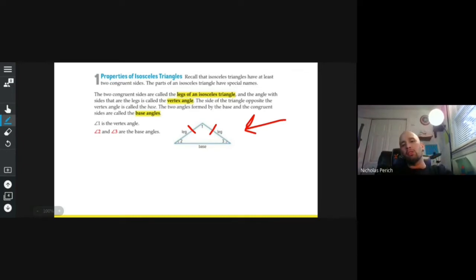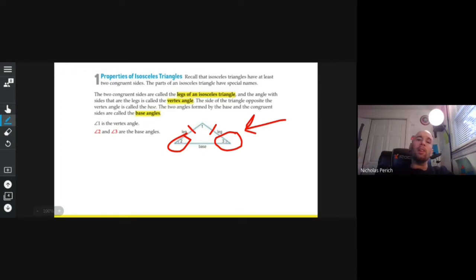If it's not the legs, it's called the base, which is slightly different from the right triangle, where the non-leg is called the hypotenuse. Speaking of words that you guys can't spell, base, leg, leg. The two angles that are going to be congruent to each other are called base angles, and they're opposite the legs. They're the angles that basically are on the edges of the base.